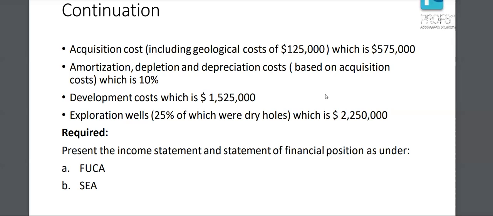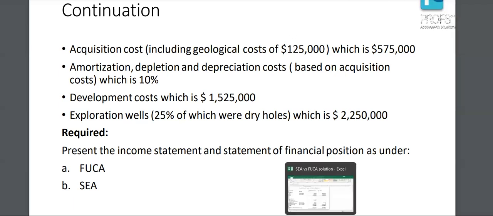I assumed that the geological cost did not lead to a commercial discovery because of the exploration well over here, which is 25%. So someone can also assume that if 25% of the exploration did not lead to a commercial discovery, then maybe 25% of the geological cost too may not lead to a commercial discovery, because geological costs are all under the exploration cost. But I assume the whole thing just to make it easier.